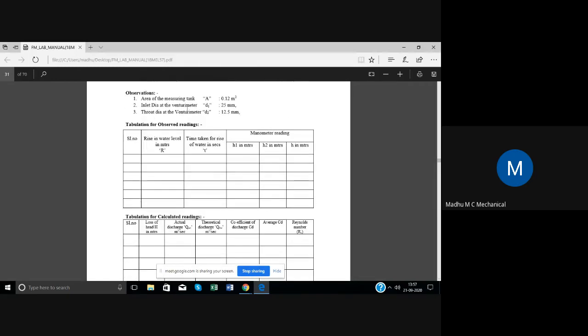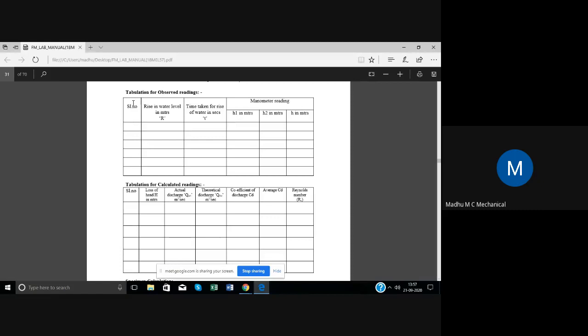Now here there's a difference. Inlet diameter is called D1, throat diameter is called D2, which you didn't have at the orifice. Then see here, note down the tabular column. Now everything is the same here.